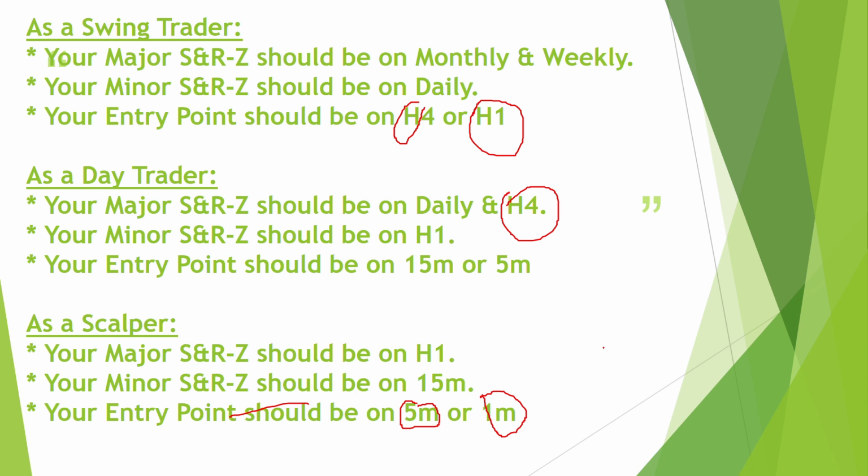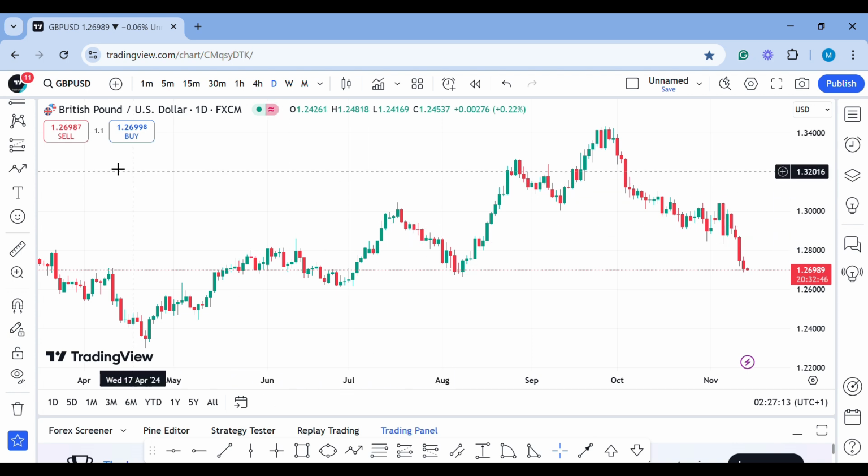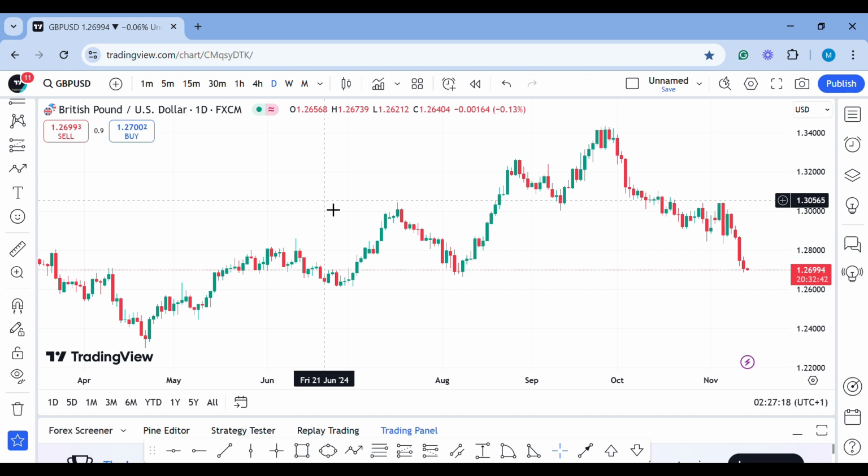Let's go to the chart where we will understand how to identify our support and resistance levels. Now this is your chart. You've opened the chart, this is what you see. We are using GBPUSD. Then as a day trader, remember I'm a day trader, you can groom yourself into a scalper and into a swing trader as you keep training yourself every day.